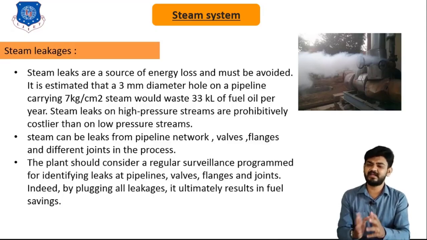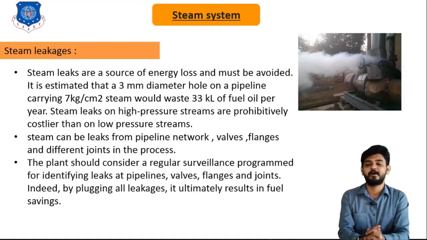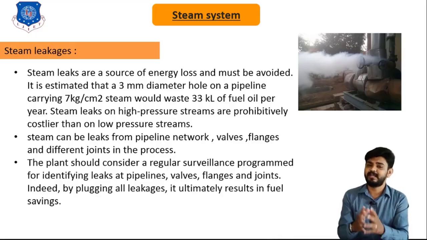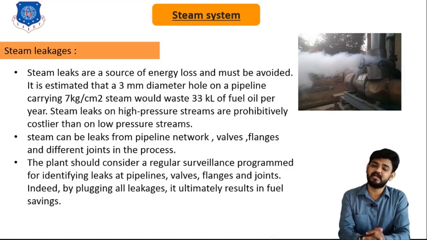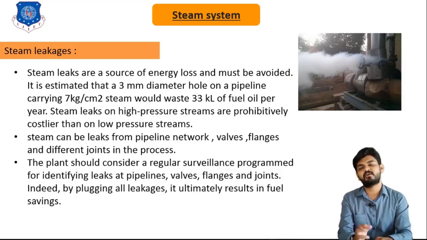Well, steam can leak from the piping network, valves, flanges and different joints in the process. The plant should consider a regular surveillance program for identifying leakages at pipelines, valves, flanges and joints. So we need to inspect the plant to minimize steam leakages from piping, valves, and different flanges and joints. Indeed, plugging all the leakages ultimately results in fuel saving. So if we restrict these steam leakages, we can ultimately save our fuel.